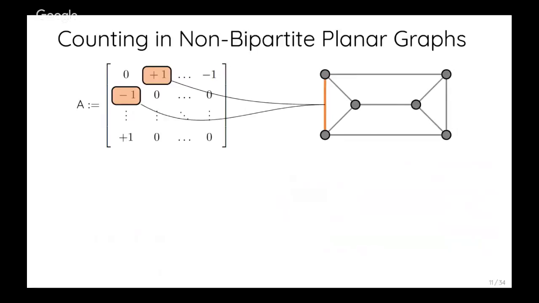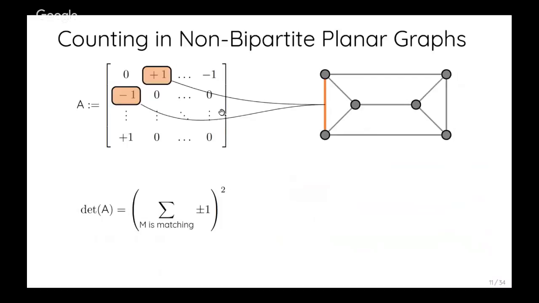If you're working with non-bipartite graphs, you have to work with a slightly more general matrix called the Tutte matrix. This is a skew-symmetric matrix, meaning that its transpose is its negative. Here, the rows and the columns are both all of the vertices in the graph. Whenever there is an edge, you put a plus one on one side and a minus one on the other side. So you have a choice here: whether to put a minus one on the top and a plus one on the bottom, or vice versa.